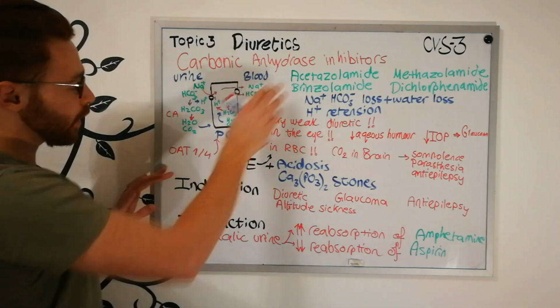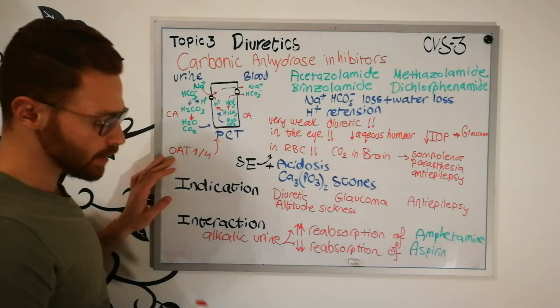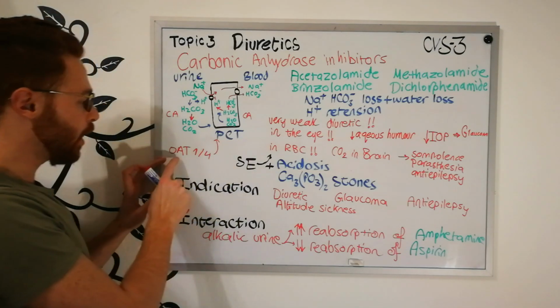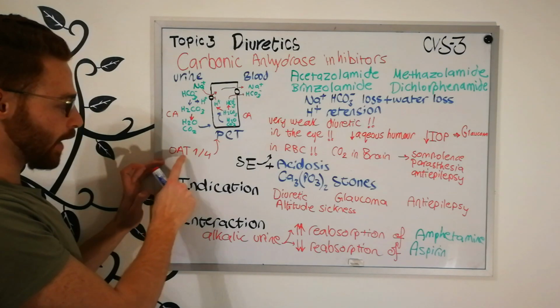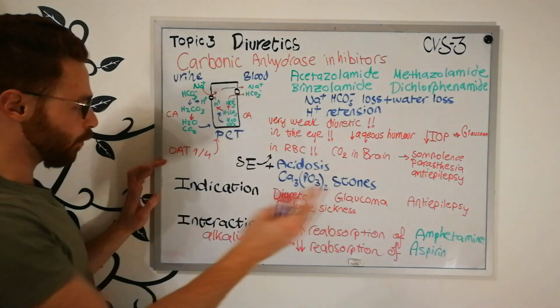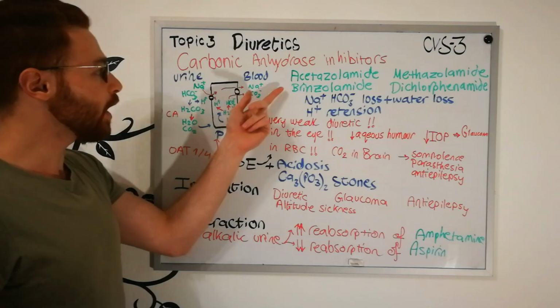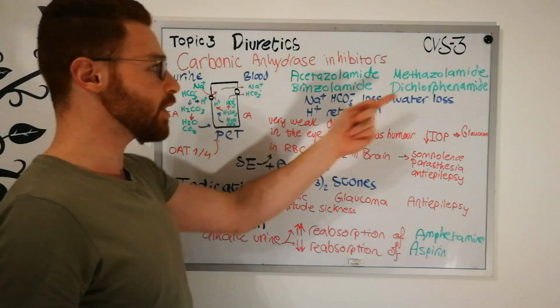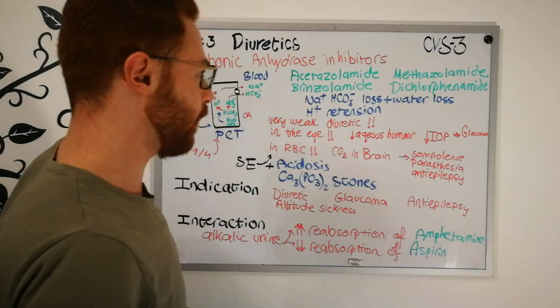And the carbonic anhydrase inhibitors, like the loop diuretics and the thiazide diuretics, are going to reach the proximal convoluted tubule through the OAT, the organic anion transporter 1 and 4. Okay, now here we have the acetazolamide, the methazolamide, the brinzolamide, and the dichlorphenamide.